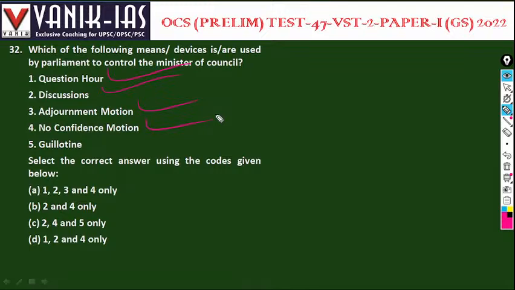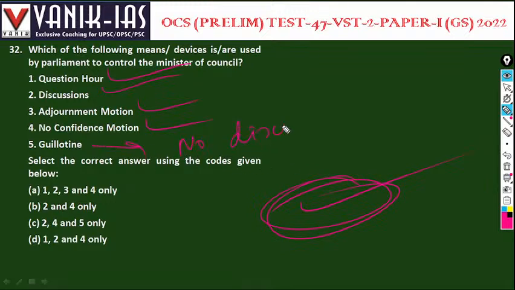Next, what is the guillotine? Guillotine means the government can pass a huge number of bills at a single time, merged together, a fast-track passage of financial business. That means at the same time multiple bills are passed. That is called the guillotine, so that is not a control device, it doesn't belong to a member. Once the guillotine is applied there will not be any discussion, only passage of the bill. So 1, 2, 3, 4 will be right.